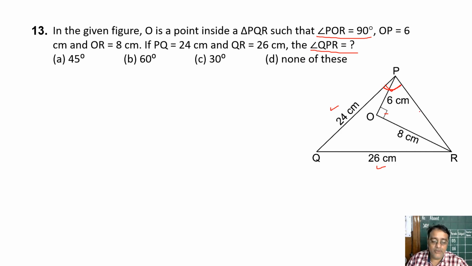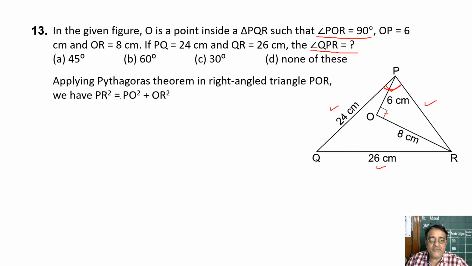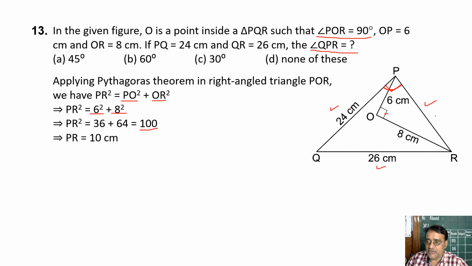First we will find the value of this side, PR. How will you find PR? Pythagoras theorem in triangle POR. So we will get PR square is equal to PO square plus OR square. PO is 6 and OR is 8, so 6 square plus 8 square, that is 36 plus 64. So we get 100. Square root of 100 is 10. So we got 10 here.